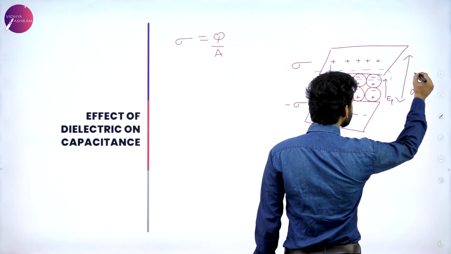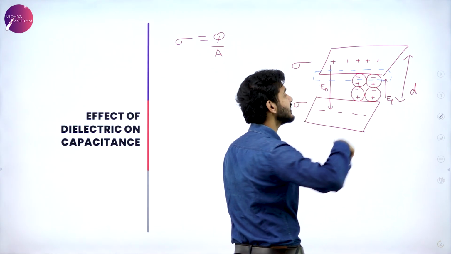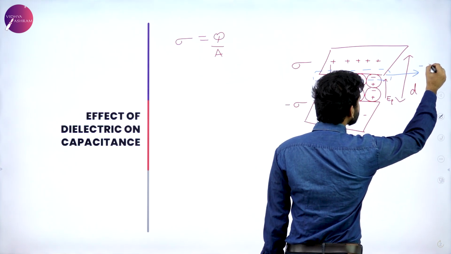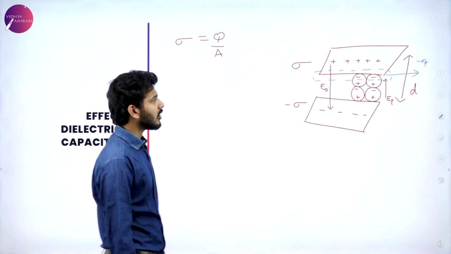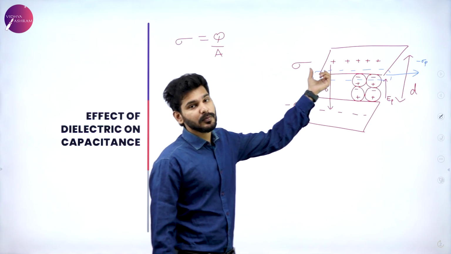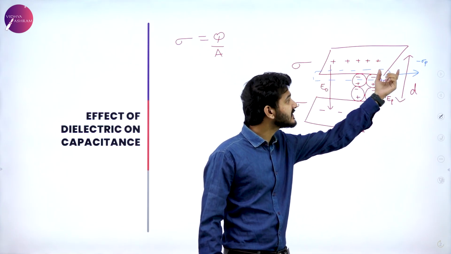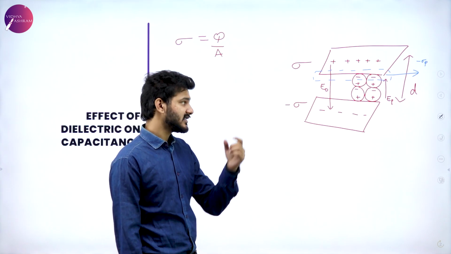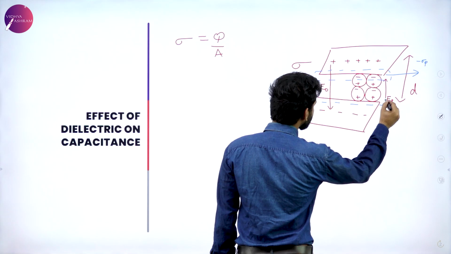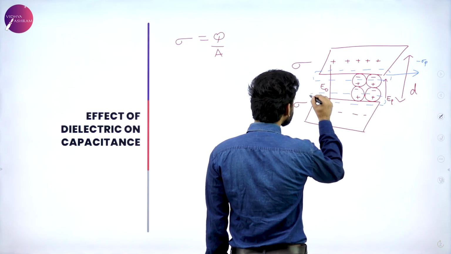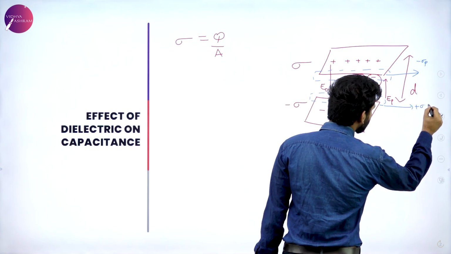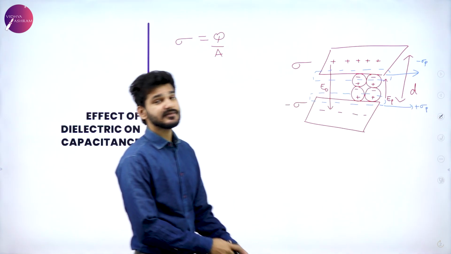That is, because of the presence of the dielectric material, the top portion will be negative sigma p, because the dielectric medium introduces negative charges just below the top plate, and that is indicated by negative sigma p. Just like that, on the bottom plate a positive charge develops to oppose the electric field, and that is indicated by positive sigma p.